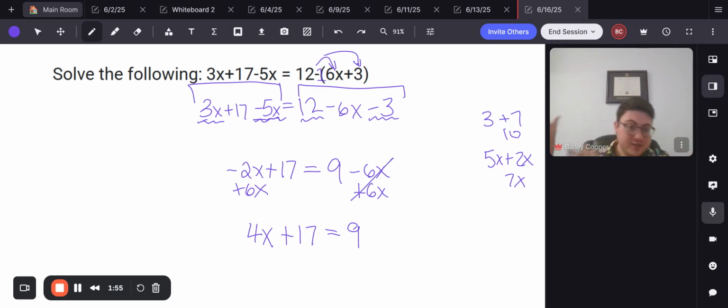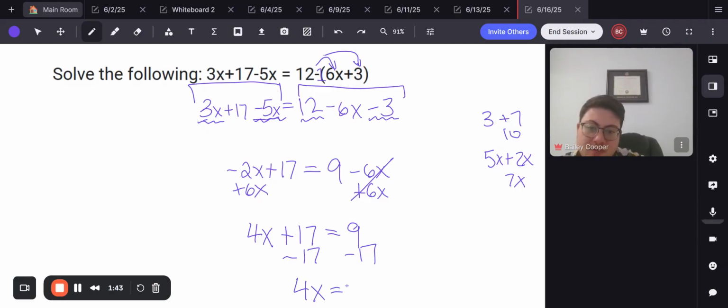So now all of our x's are over on the left-hand side, but we still have a constant hanging out over there. So let's move that constant over to the other side. Let's subtract this 17. So we get 4x equals 9 minus 17 is -8. Pretty sure it's -8.